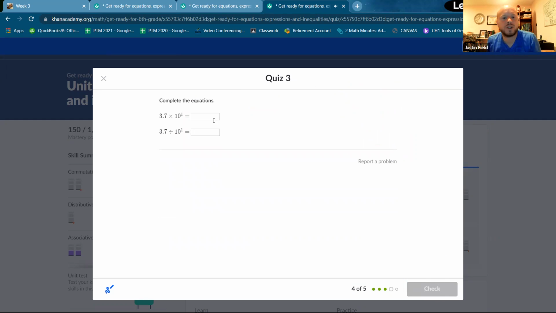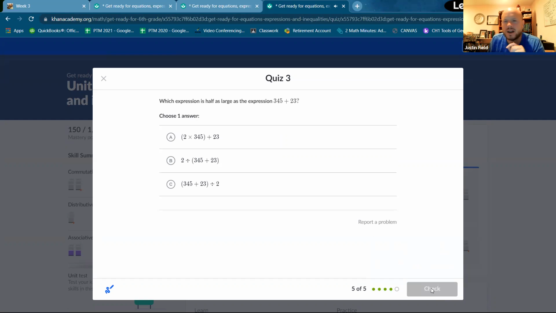Okay, complete the equation. So there's a good little point here. 3.7 times 10 to the first would make it 37. Move that decimal point over 1 to the right. 3.7 divided by 10 to the first would move the decimal point 1 to the left, which would make it 0.37. Okay, so write that down. Move 1 to the right, move 1 to the left. Multiplying by 10 is a very helpful thing. Okay, I'll let you figure out that one.